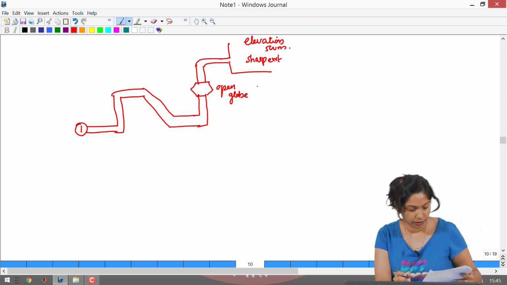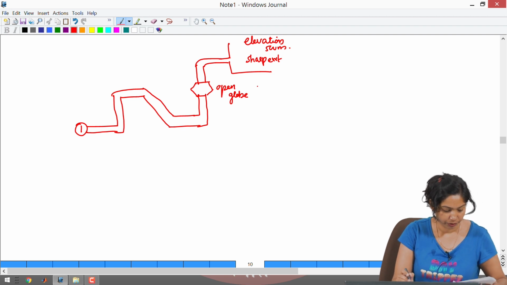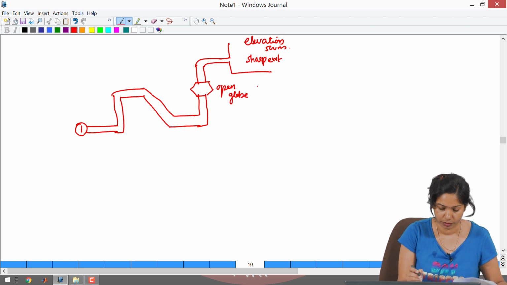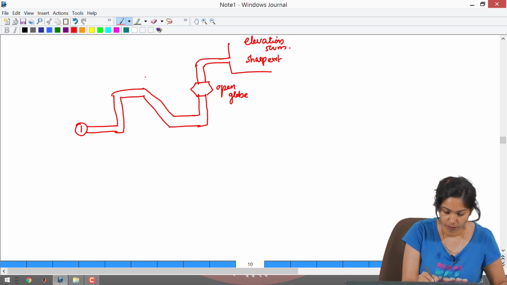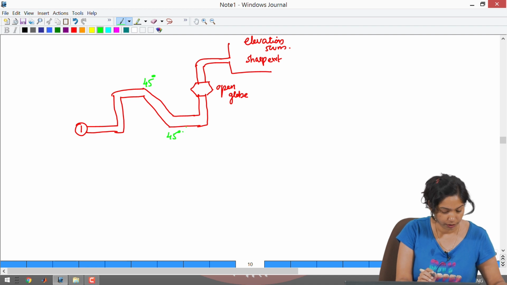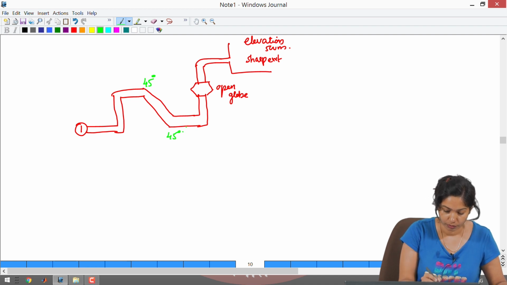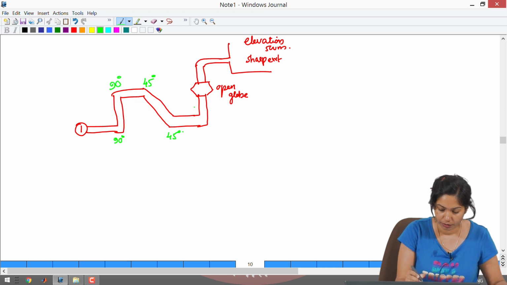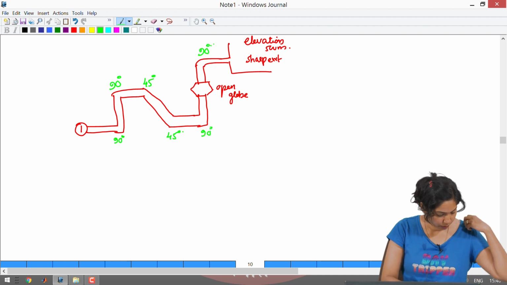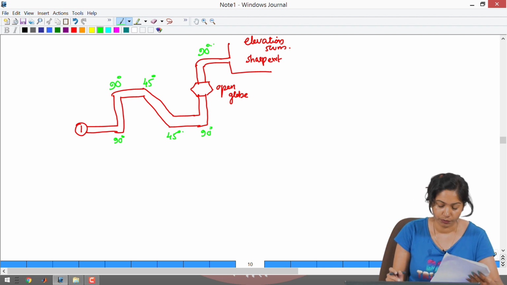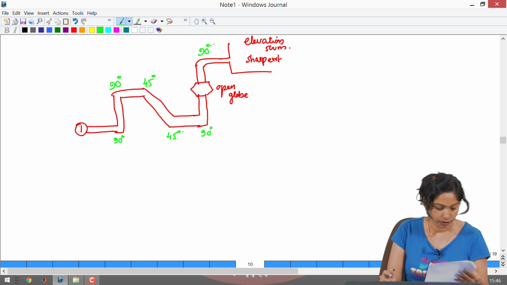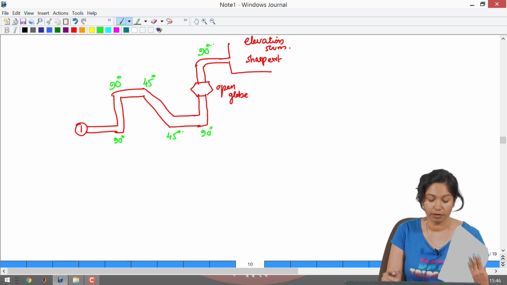As given in the question, you can see there are two 45 degree flanged long radius elbows. One is here, one is here, and for the 90 degree long radius flanged elbows, there are four: 90 degree, 90 degree, 90 degree and 90 degree. So, we have to calculate the gauge pressure at point 1.